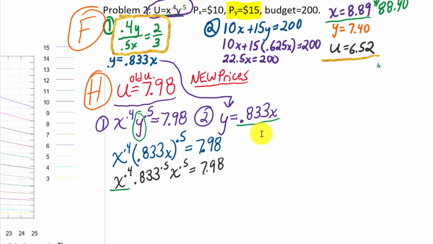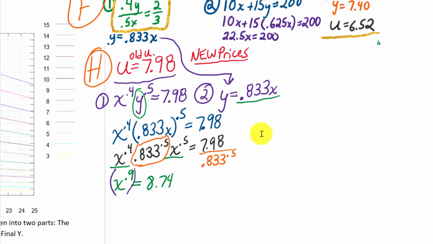And then we just want to simplify. We gather together these two x pieces and add the exponents, x to the 0.9. Then we divide both sides by 0.833 to the 0.5 to get rid of that. So we end up with x to the 0.9 equals 7.98 divided by the square root of 0.833. I get that that's about 8.74. And as always, if you want to get rid of an exponent, raise both sides to the inverse of that exponent. Raise both sides to the 1 over 0.9 power. 1 over 0.9 is just 1.1111. So our final answer is x equals 8.74 to the 1.1111 power. I get somewhere like 11.12 or so.